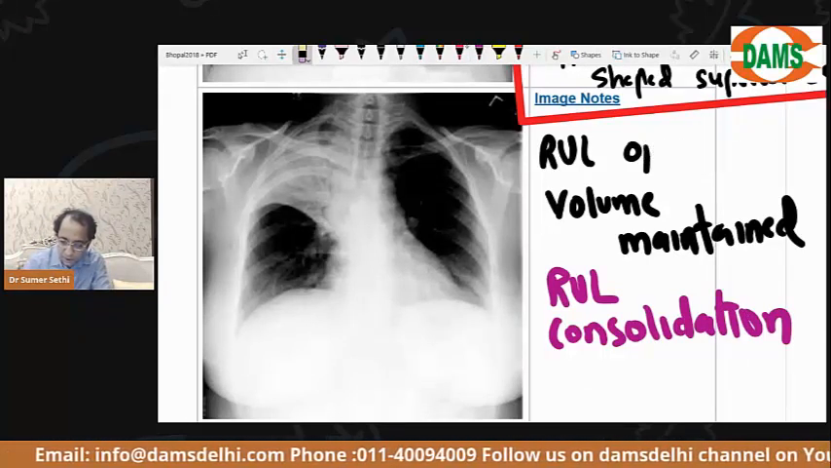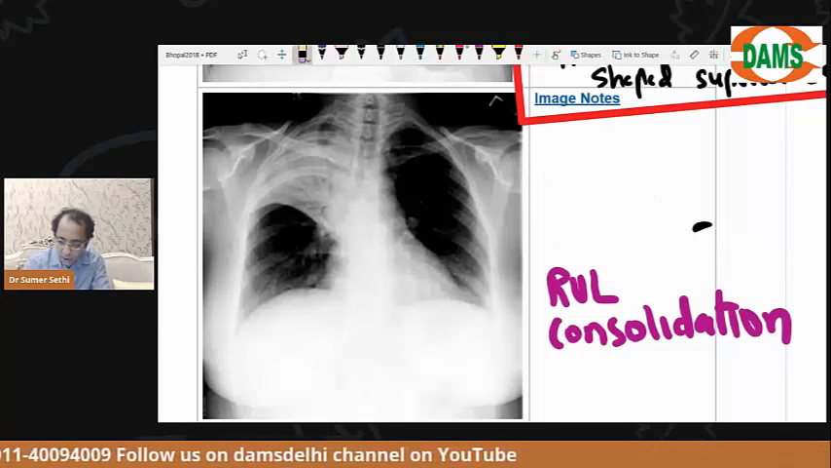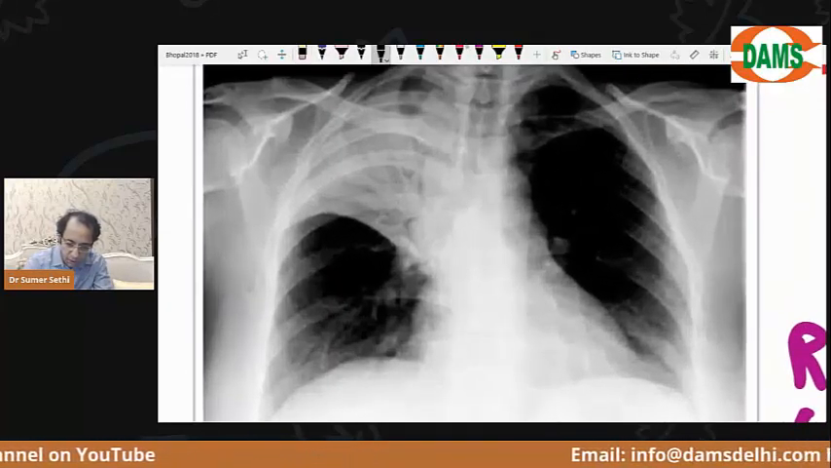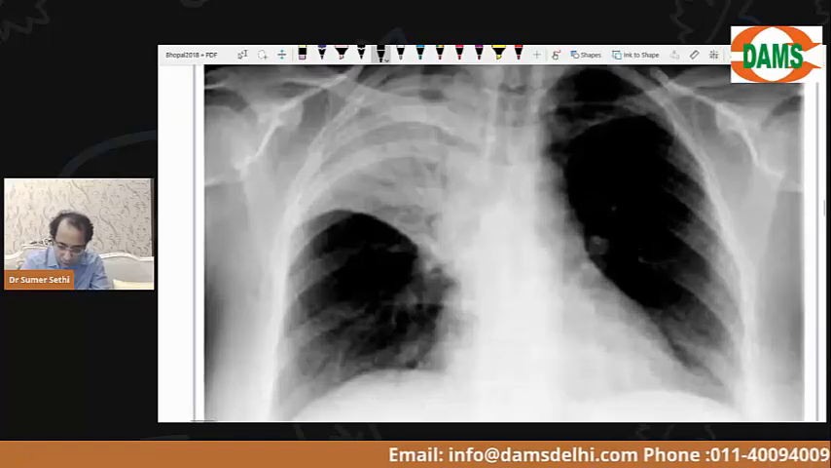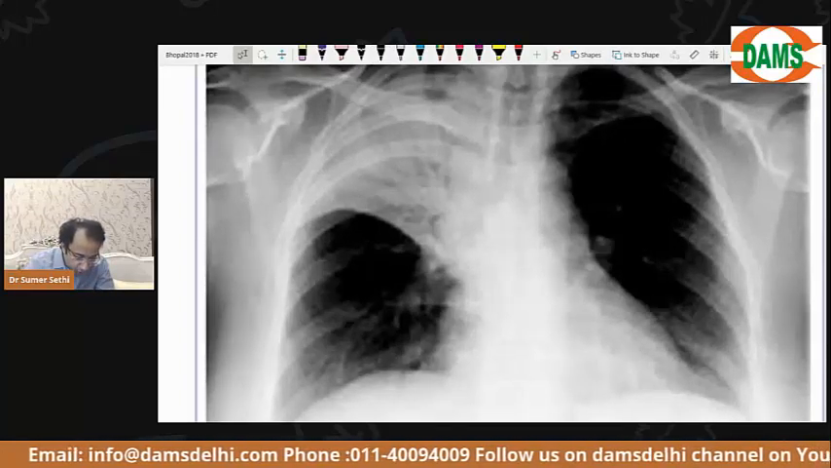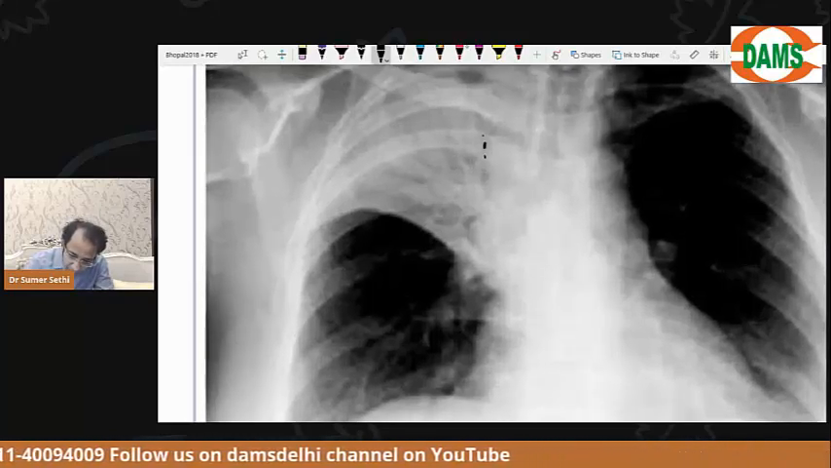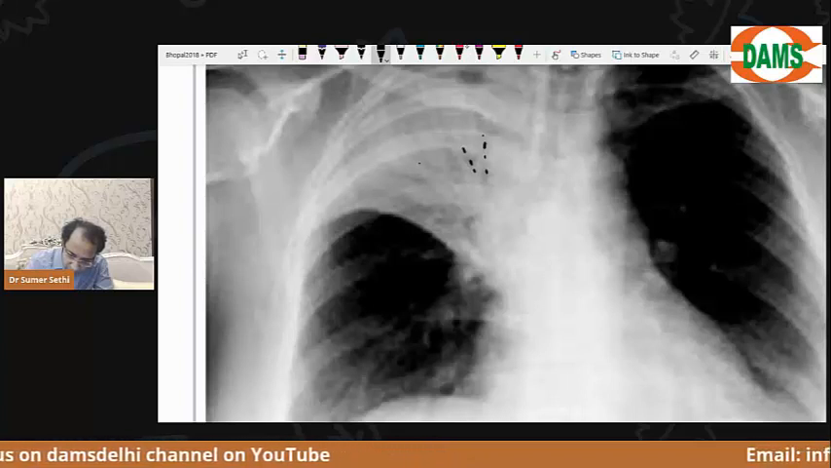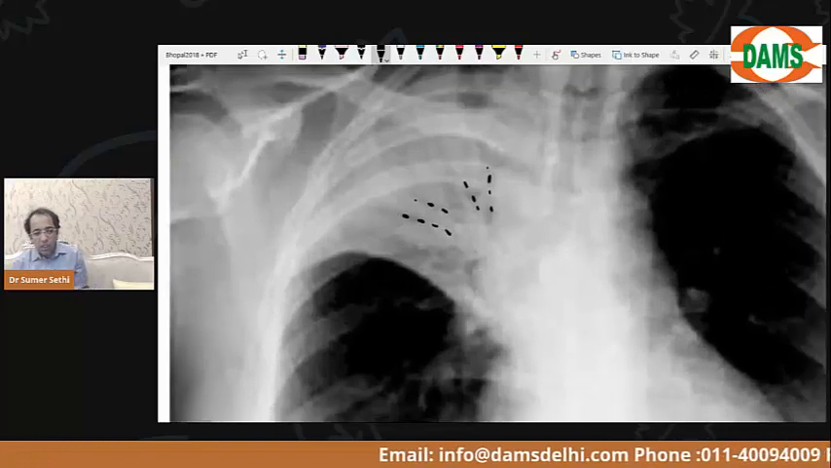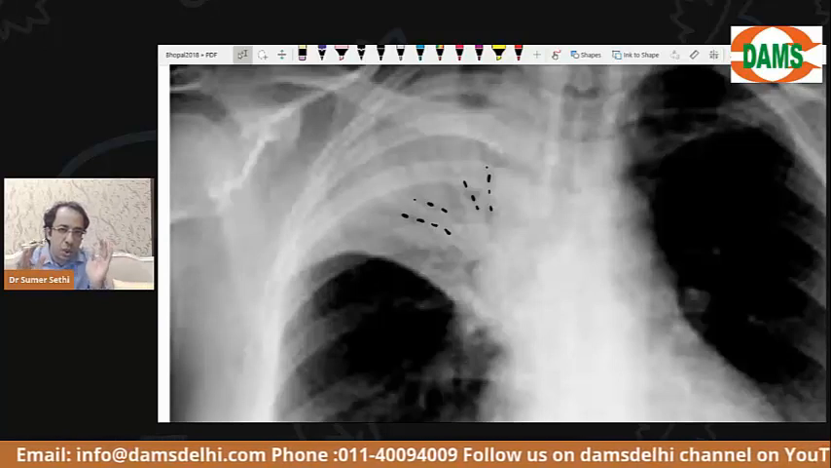Everybody agrees? Now let's see if you can answer. Very, very important question. Everybody listen to me. Can you see there are some air-filled bronchi visible inside the opacity? Where there is disease, it is not totally white. Collapse was totally white. It is not totally white.